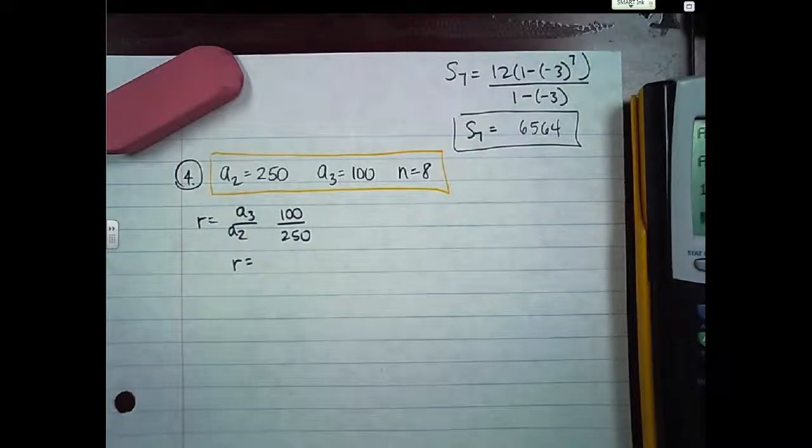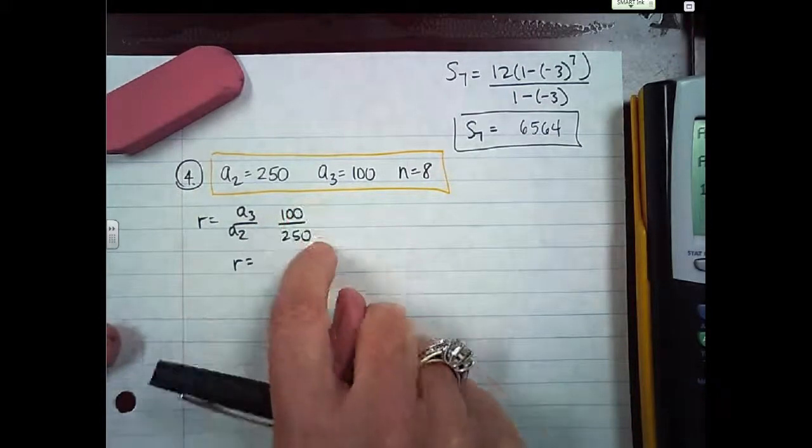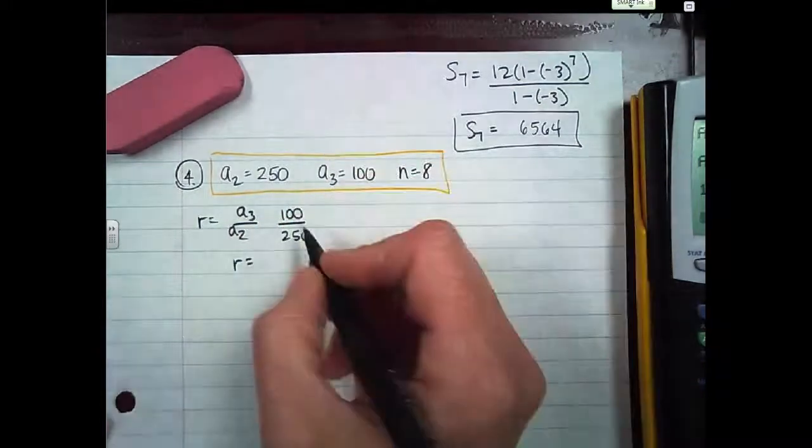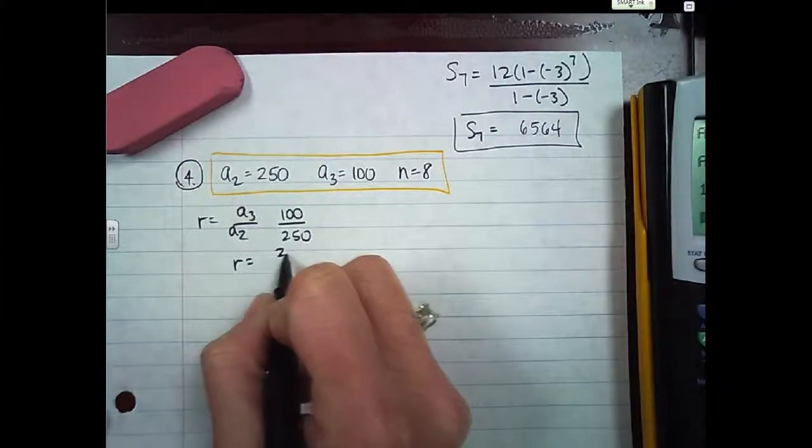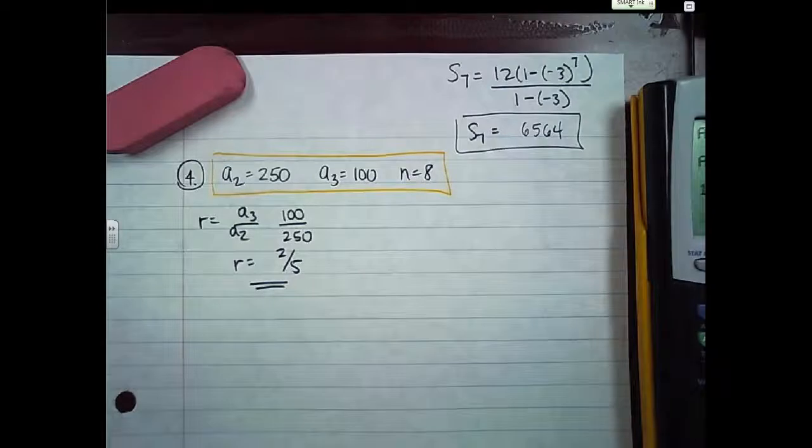So this problem is a little easier because I gave you A3 and A2. To find R, you just have to divide. So A3, which is 100, divided by 250. When you reduce it, you end up with 0.4, or you can leave it as 2/5. Okay? So now I have R.